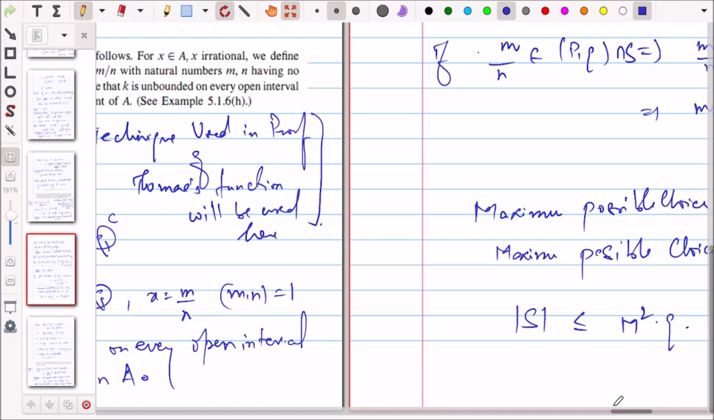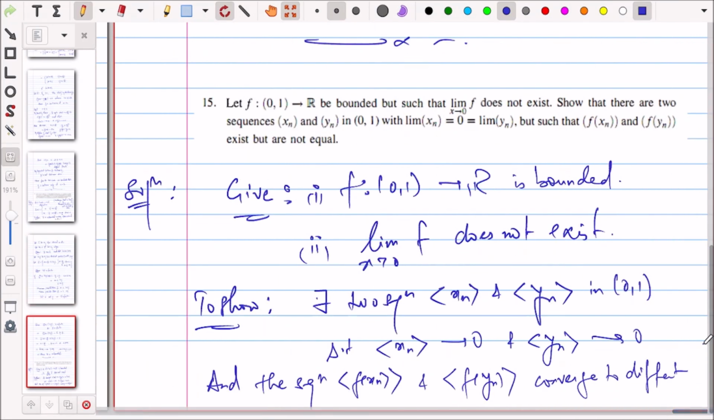Okay, we have to show their existence, and we have to show that these sequences converge, but they converge to different limits. So we don't have to show that they do not converge, but we have to show that such sequences converge, but they converge to different limits. So this is a little trickier question.